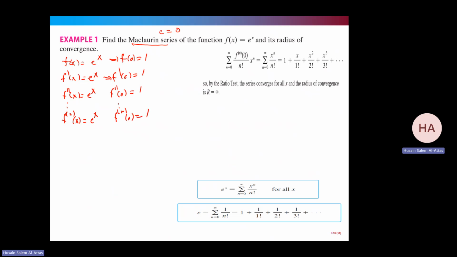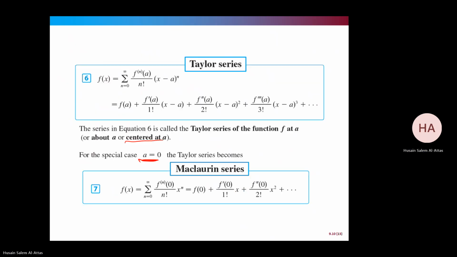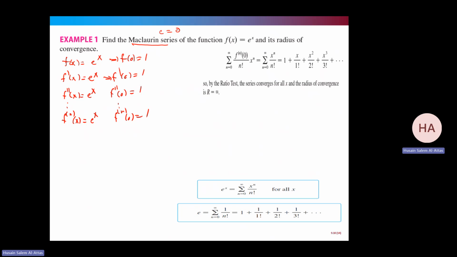So it will be the series, which we say f of x is equal to the summation n equals 0 to infinity of the n-th derivative at 0 over n factorial times x to the power n. What's the n-th derivative at 0? It's 1. So that will be the summation n equals 0 to infinity of 1 over n factorial x to the power n, which I can write this way.